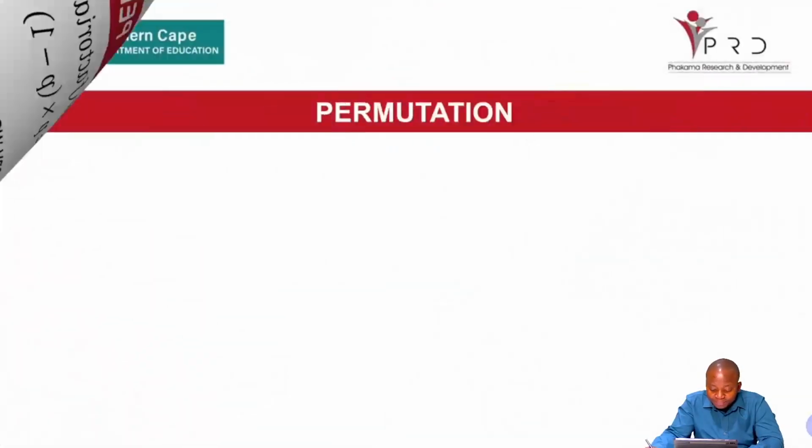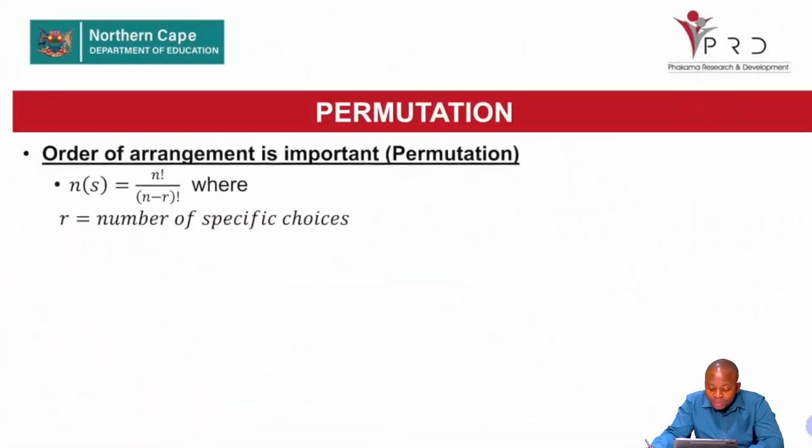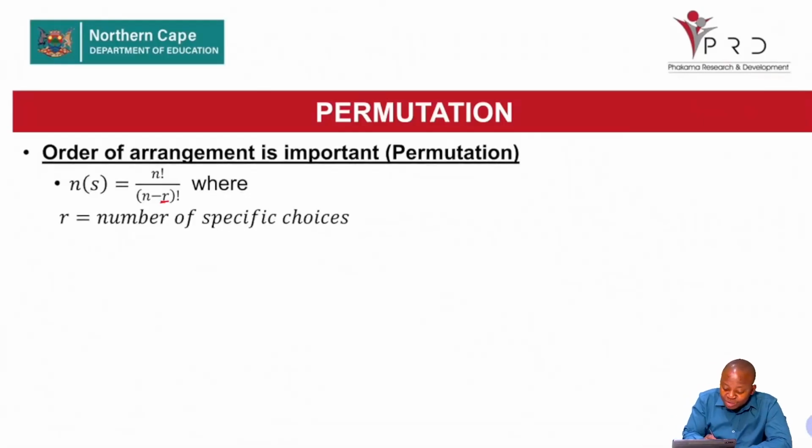Now let us move on. Let us look at a permutation again, where the order of arrangement is important. Now, what is happening in this case? We have R introduced there as a specific choice. So we are told of a certain permutation, and there is a specific choice or a special choice that we need to adhere to. Then that will be our R in that case.